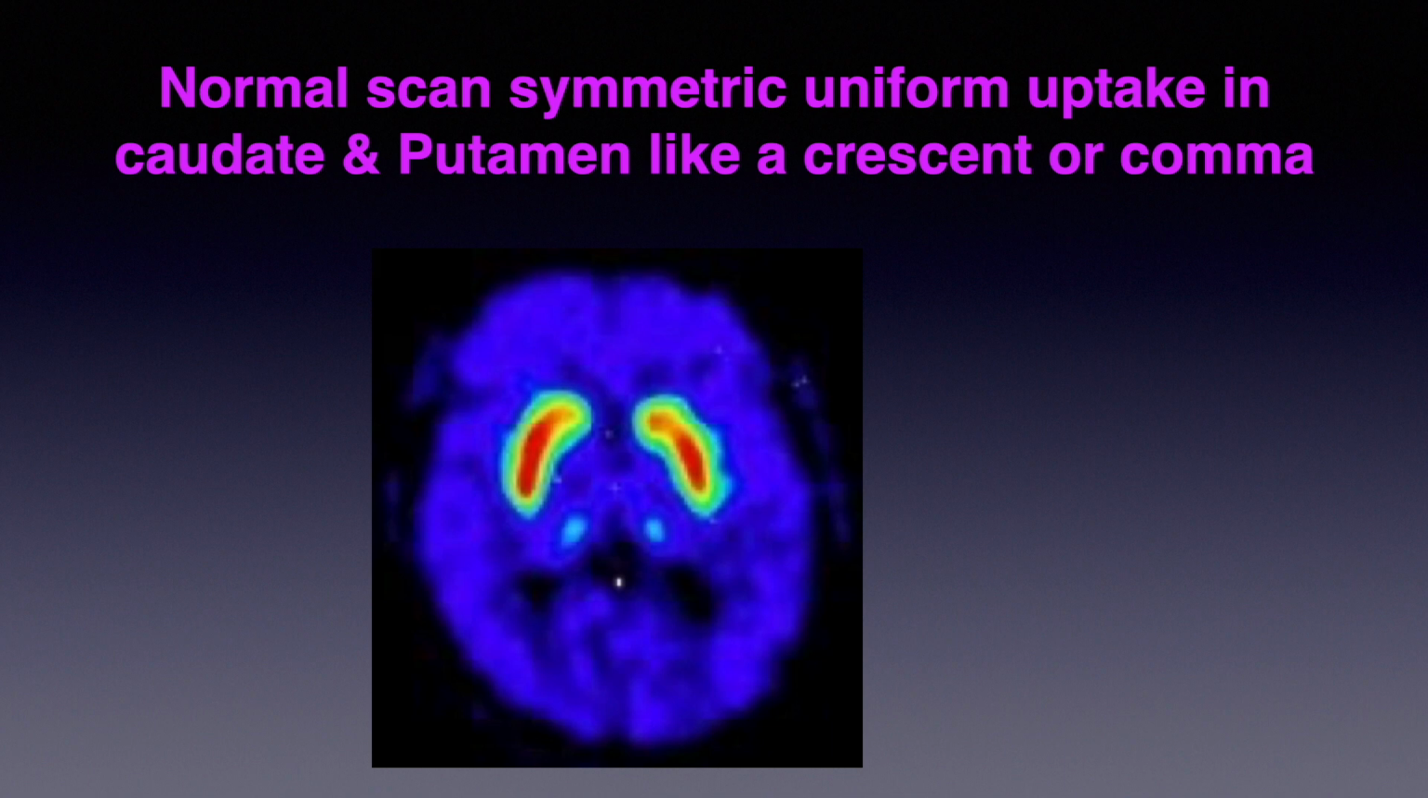This is a normal scan which shows symmetric uniform uptake in the caudate and putamen, which looks like a crescent or a comma shape.